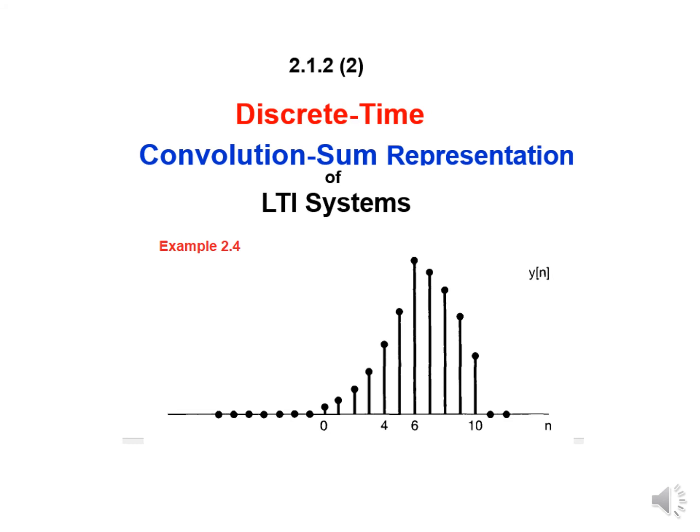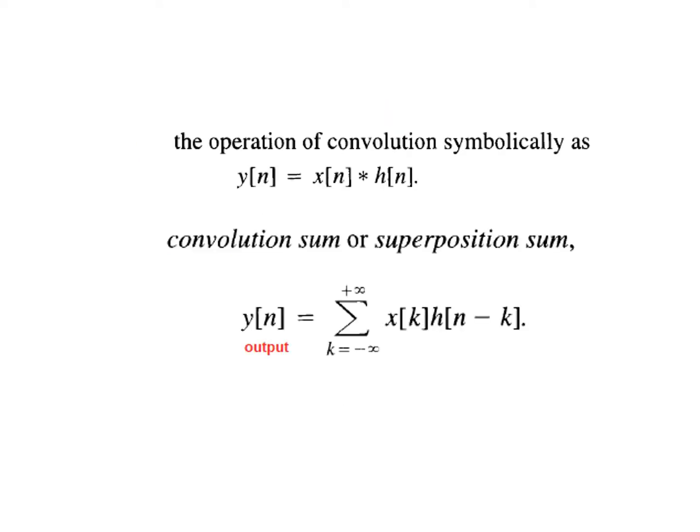Bismillahirrahmanirrahim. In this video, we'll learn about discrete time convolution, and primarily we'll be solving example 2.4 solved in the book. So before we start solving the problem, let's just recall the two formulas and notations given.